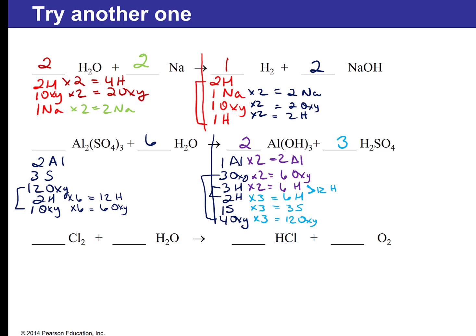Go back and double check. I still have 2 aluminum, 2 aluminum. Still have 3 sulfur, 3 sulfur. Now I have 12 hydrogens and 12 hydrogens, yes? Yeah. All right, so now check oxygen. How many total on the reactant side? 18. 18. How many on the product side? 18. 18. So that's what I said, the more complicated ones, they kind of just did themselves. So this would be a 1.